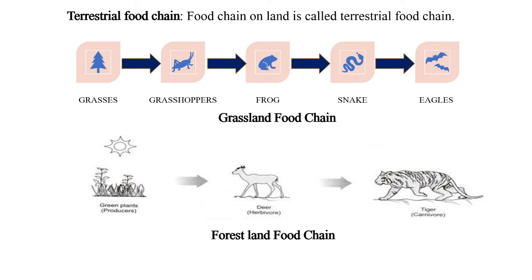Forest land food chain, in that green plants are producers, followed by herbivorous and carnivorous. That means green plant, deer and tiger. The herbivorous depend on producers and the carnivorous depend on herbivores for the energy.